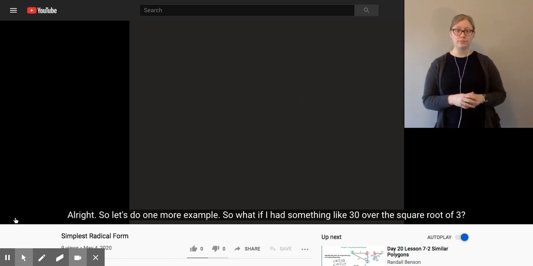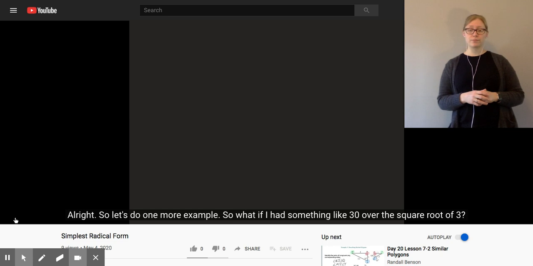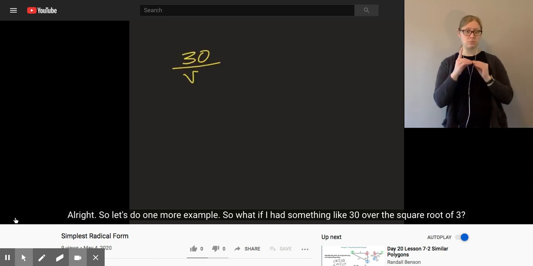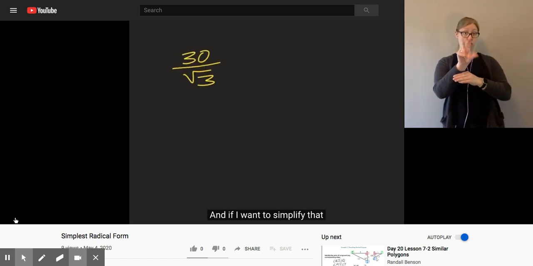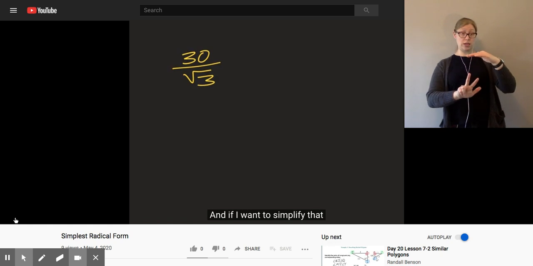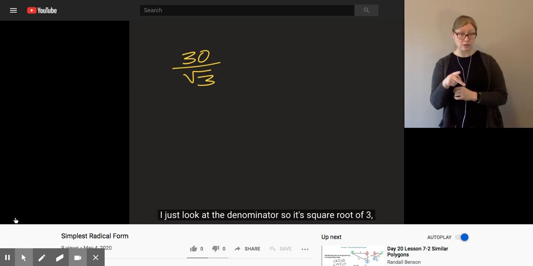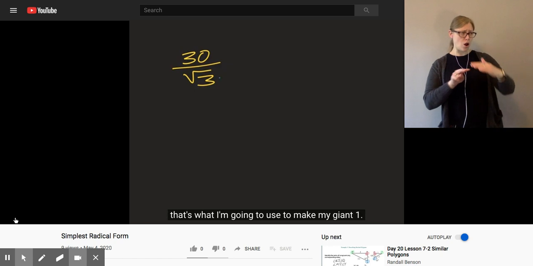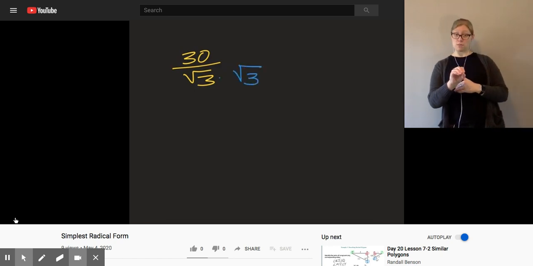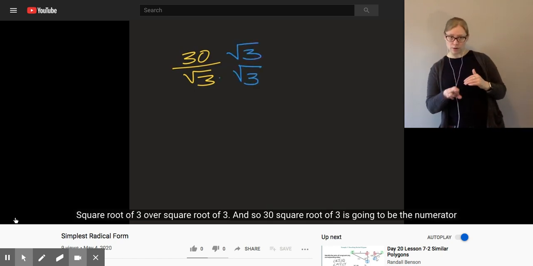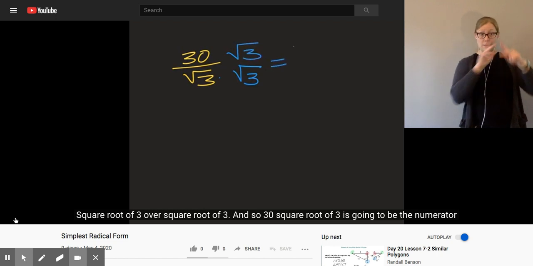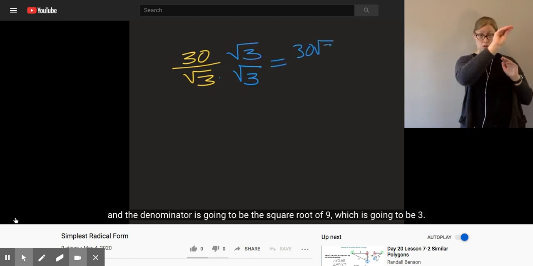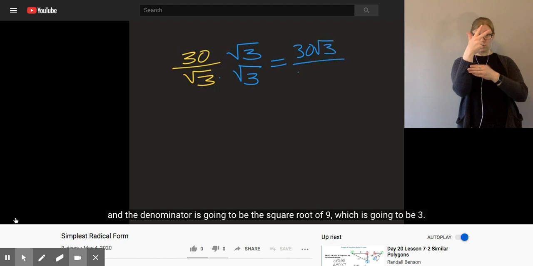All right, so let's do one more example. What if I had something like 30 over the square root of 3? If I want to simplify that, I just look at the denominator. It's square root of 3. That's what I'm going to use to make my giant one, square root of 3 over square root of 3. And so 30 square root of 3 is going to be the numerator. And on the denominator is going to be the square root of 9, which is going to be 3.